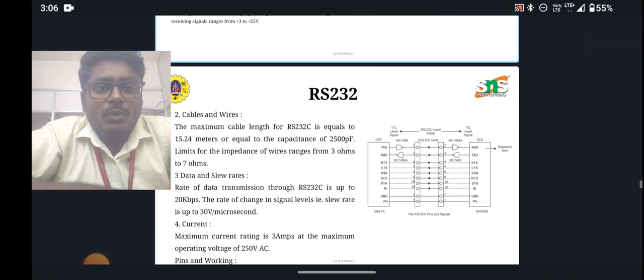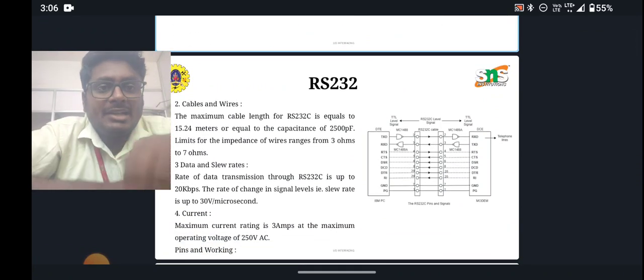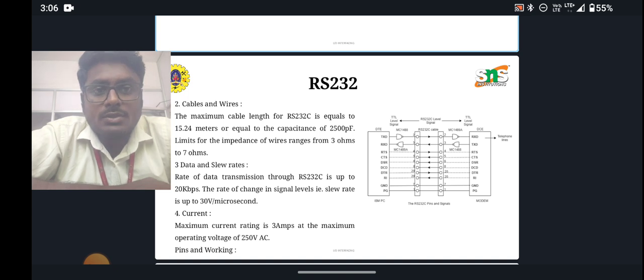Whereas for its cables and wires, the maximum cable length for RS232C is equal to 15.24 meters, or equal to a capacitance of 2500 pF. Limits for the impedance of the wire range from 3 ohms to 7 ohms.